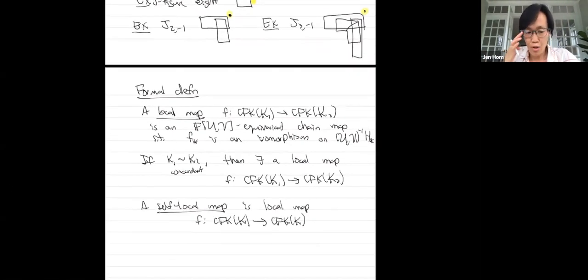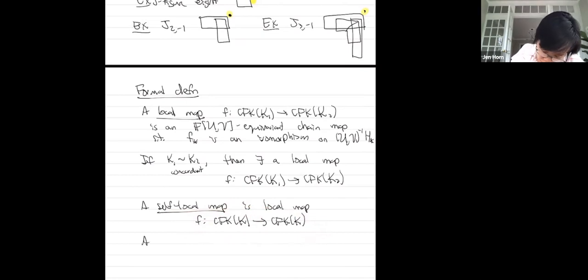All right, and so the game is you want to find the smallest part of this chain complex that is invariant under concordance. So if you want to find the smallest part of that, well, what do you do? You look at self-local maps and you look for the one with the biggest kernel. If you have the biggest kernel, well, the image is going to be as small as possible.